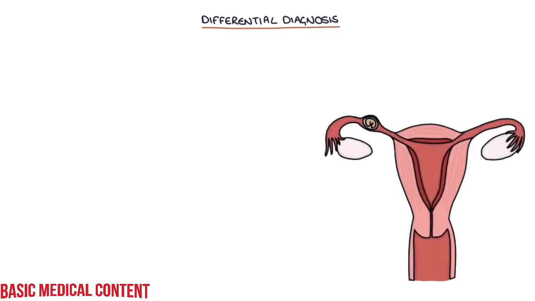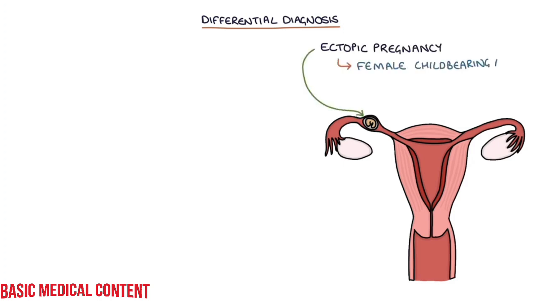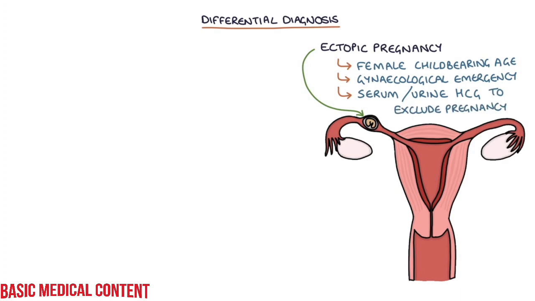Let's talk about the key differential diagnoses of appendicitis. Firstly, ectopic pregnancy. Consider ectopic pregnancy in females of childbearing age. This is a gynecological emergency with a relatively high mortality if it's mismanaged. Performing a serum or a urine human chorionic gonadotropin, or HCG, can be used to exclude pregnancy, and this is essential in any female of childbearing age presenting with unilateral pelvic pain.